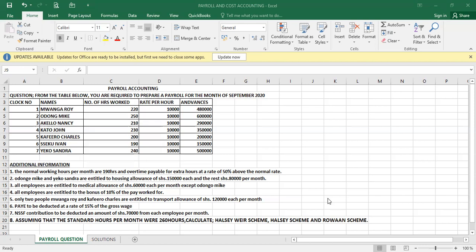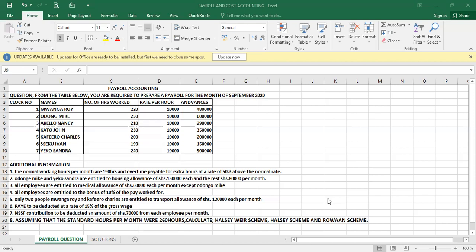These allowances are the amount of money that is paid above the basic salary. Someone may be earning, let's say 2 million, but there are other allowances which can make someone's salary increase, and they are not taxed. Some of them are not taxed.